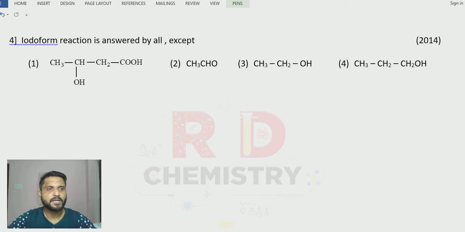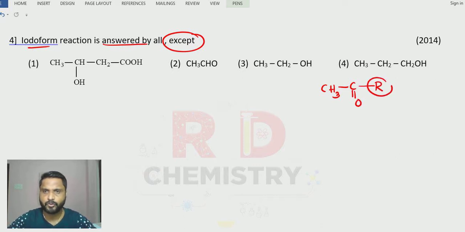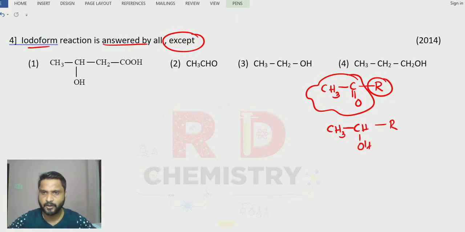Question number 3. Iodoform reaction answered by all except. Now, to answer iodoform reaction, the aldehyde or ketone must contain CH3CO group. This should be methyl group. Any other R group should be there. They should be CH3CO group together. Or if there is an alcohol, there must be CH3CHOH group and some other R group should be there.